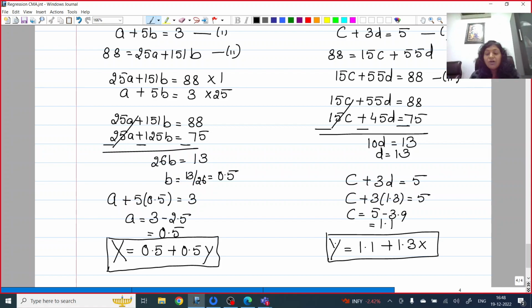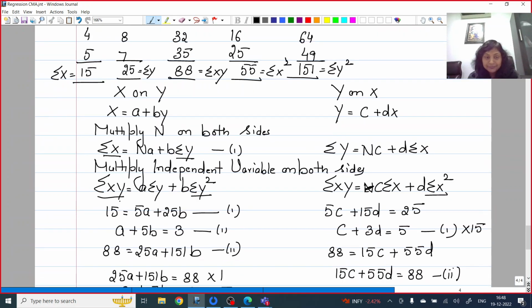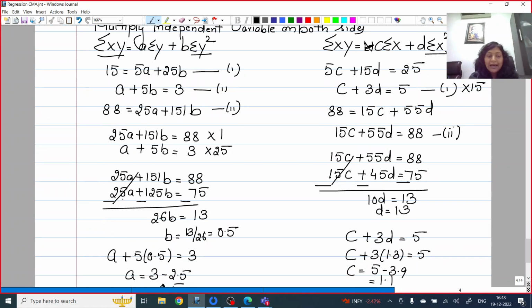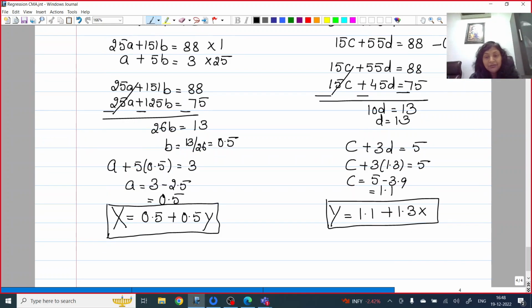Now how can we predict the value? Suppose you have been given the value of x till 5. I want to find out what will be the value of y when x is equal to 6. So that means we have to compute the value of y when x equals 6. So we have to put the value of x in y on x. So if I put x equals 6, what will be the value of y? So this becomes 7.8 plus 1.1, that is 8.9.